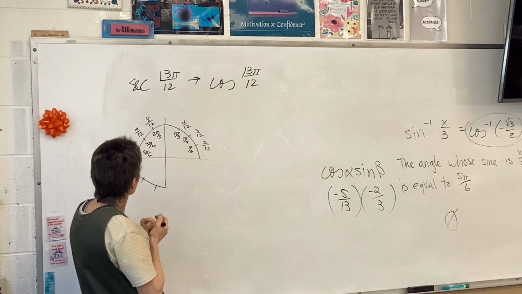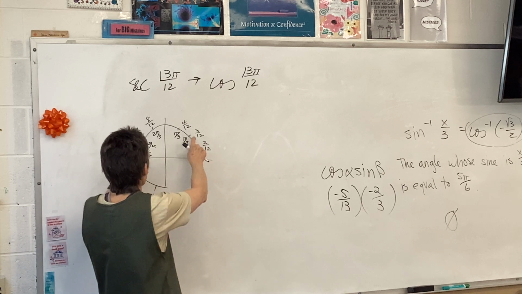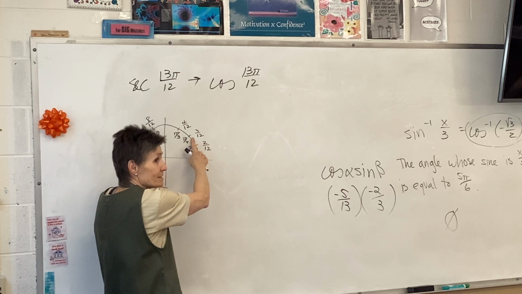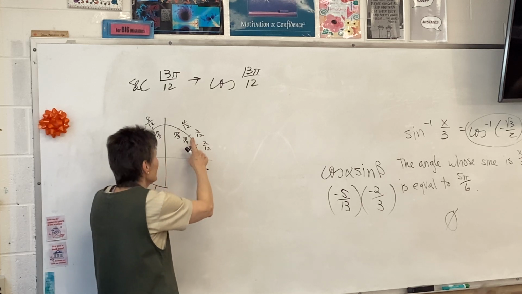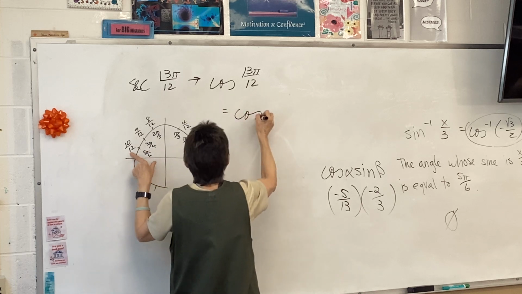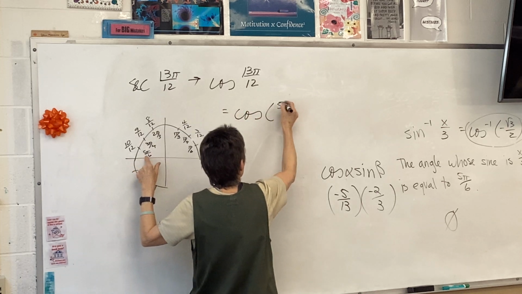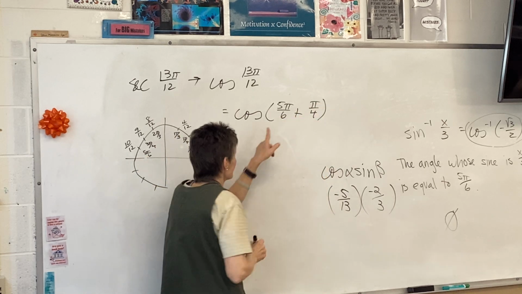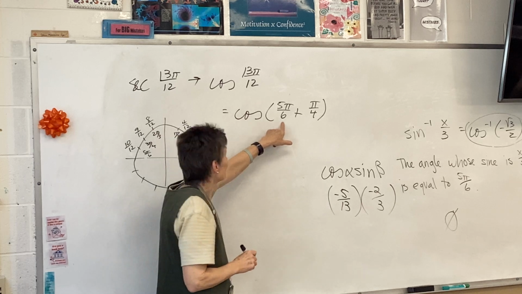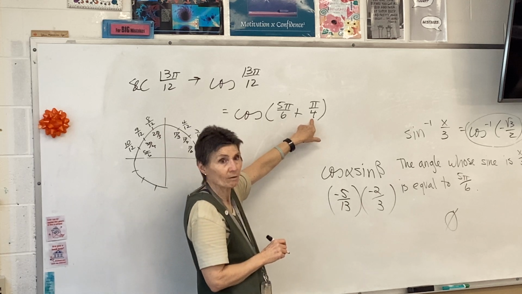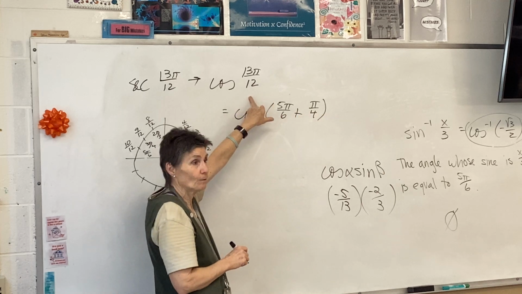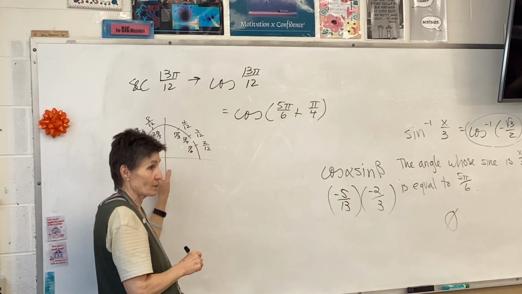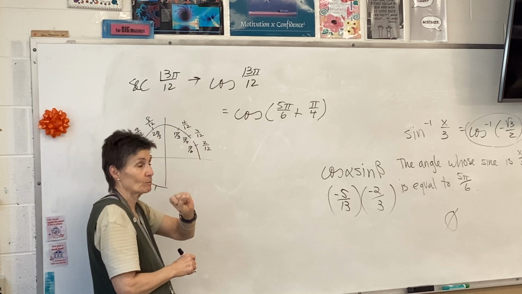Pi over 6 and pi over 4. So 10 12ths and 3 12ths? Yep. Are there other combinations? Yeah, we talked about them. You only need one. So I'll go with that one. So that's the cosine of 5 pi over 6 plus pi over 4. Because this is 10 12ths and this is 3 12ths, and they're gonna add together to give you 13 12ths. One more time, there are other combinations. Find one, find the combination, we got it.